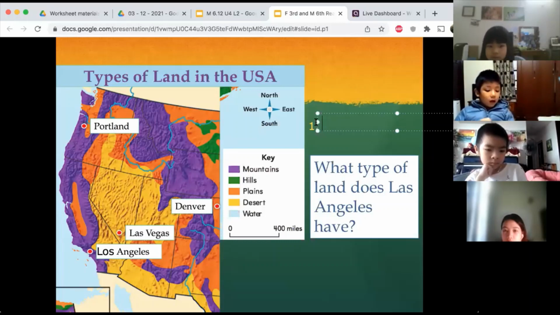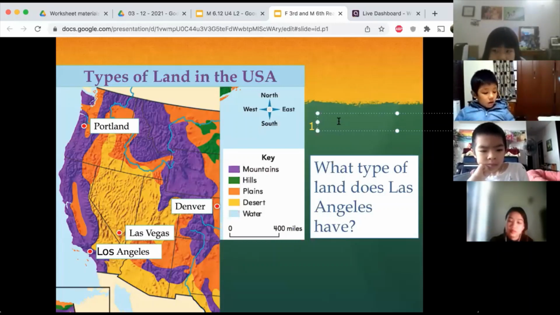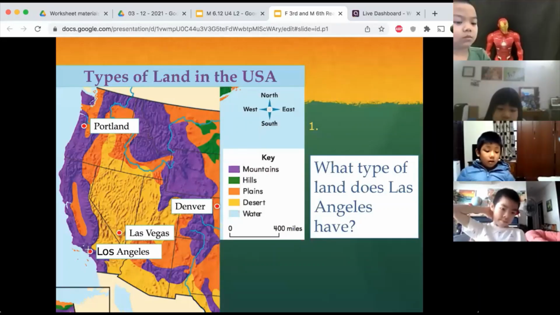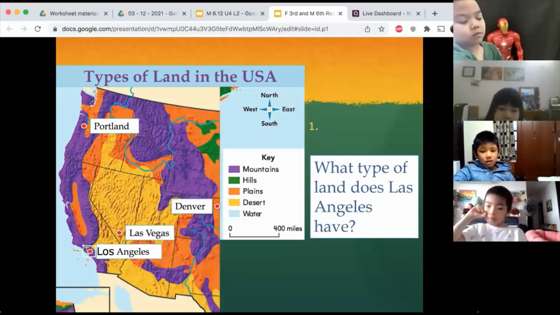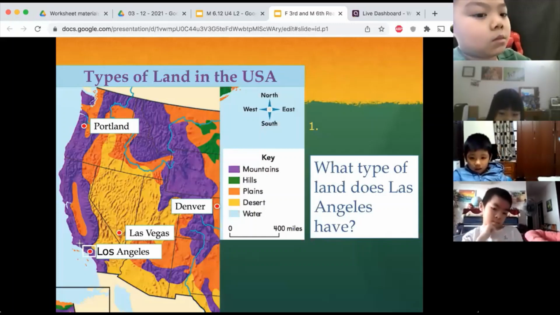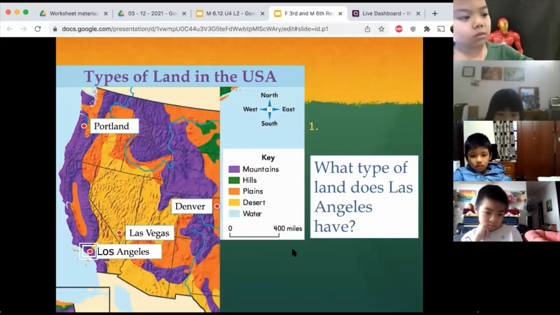Can you say again? Because it's too small. What type of land does Los Angeles have? Los Angeles have the last sand. Los Angeles is this dot right here. No. Last sand gas. No. Look.